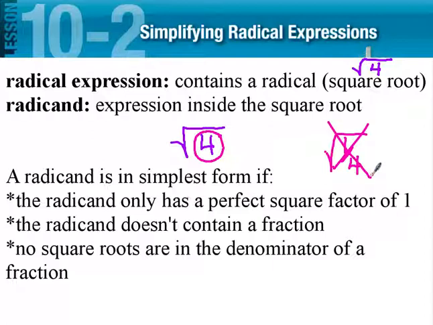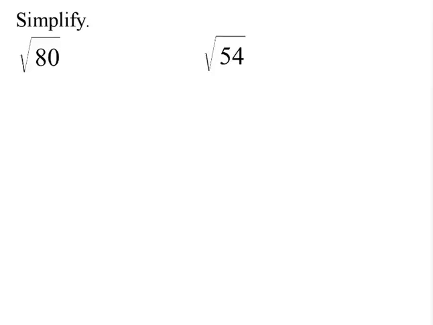No square roots are in the denominator of a fraction. So in other words, I couldn't do this. That's bad. Okay, now these rules follow you through all the way to your senior year with me. You can't have a fraction underneath a square root. You can't have a square root in the denominator. So keep that in mind. So today we're going to simplify, and in order to simplify, we're going to make factor trees. So if you want to go ahead and write down square root 80, that's how it says.